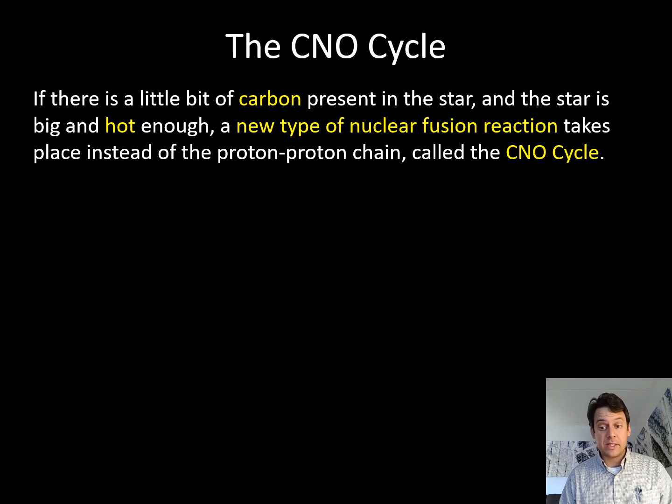Not very much, as we'll see, because it will not be consumed. What it will do is serve as a catalyst for the reaction, which is something you may be familiar with from chemistry. A catalyst is just an element or a molecule that speeds up the reaction, but is not consumed in a net way. So, and we'll see the details here, if you have a little bit of carbon in the star, and the star is big and hot enough, if it's greater than 8 solar masses, then we get this new type of nuclear fusion reaction that we haven't talked about yet. And again, this is the CNO cycle.